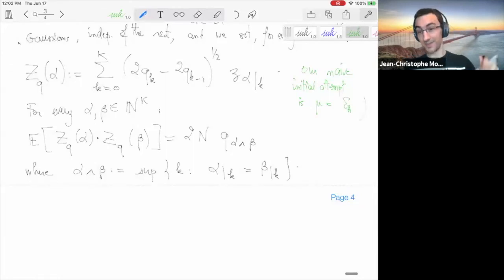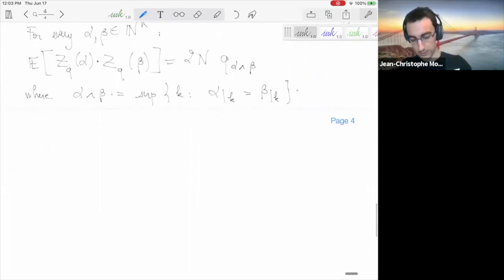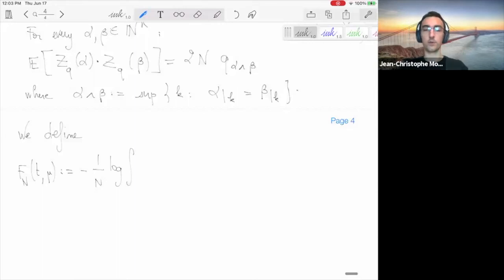All right, so I hope you're still with me. Because now we are ready to actually define the enriched free energy. We have all the ingredients necessary for this. So let's do this. We define Fn of t and mu. So I like to put the minus in front, remember? And then this is the normal form.